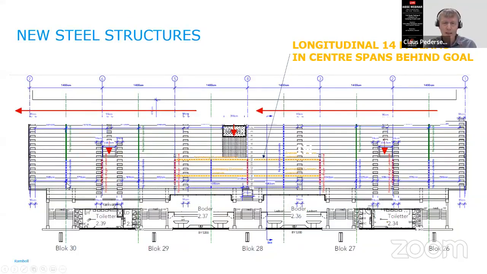I think they would have lost something in the order of 250 seats if they were going to be on the other side. Then there were these strengthening of the main girders that can be seen here in red. And then we were also going to add four 14 meter beams, which only were going to be in the center part. And then next one, Tom.